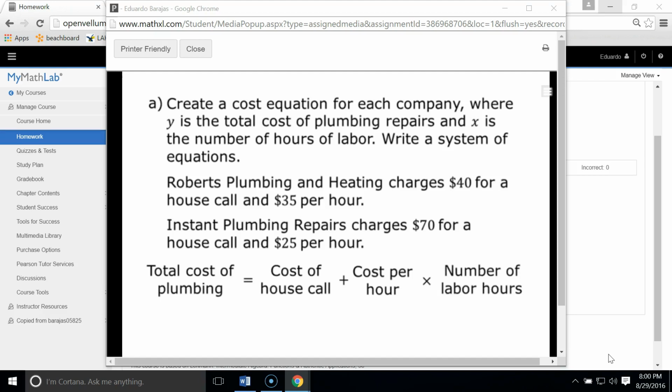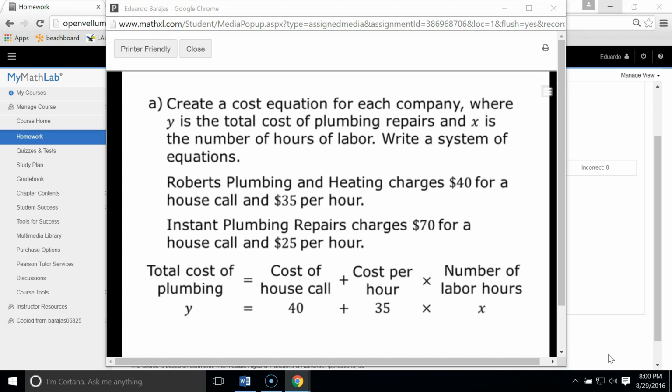Like I said, a lot of word problems in this book. Heavy on the word problems. So this is the kind of thing you can expect. The total cost Y is the cost of a house call, $40, plus $35 per hour of labor times the number of hours of labor, X.